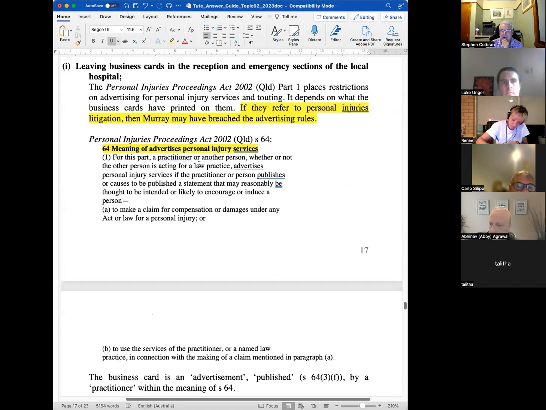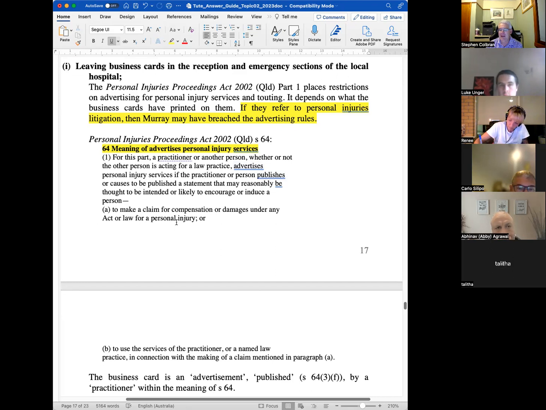For this part, a practitioner or another person. Murray is the practitioner. Another person is somebody other than Murray, whether or not the other person is acting for a law practice, advertises personal injury services if the practitioner or person publishes or causes to be published a statement that may reasonably be thought to be intended or likely to encourage or induce a person to make a claim for compensation.